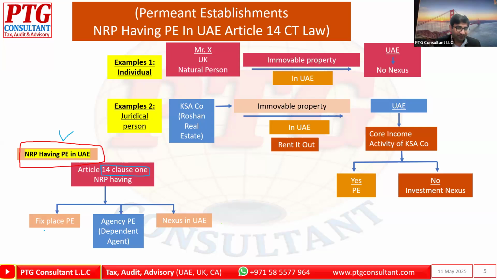Fixed place PE, agency PE, dependent agent, nexus in UAE. Nexus, here we understand the nexus. Fixed place: office, branch, property, plant and machinery. Dependent agent, we will dive into that topic also. We understood it previously, but we'll learn it today as well.